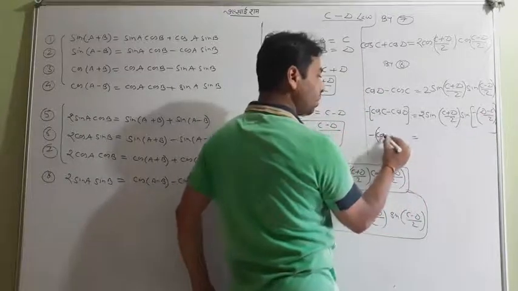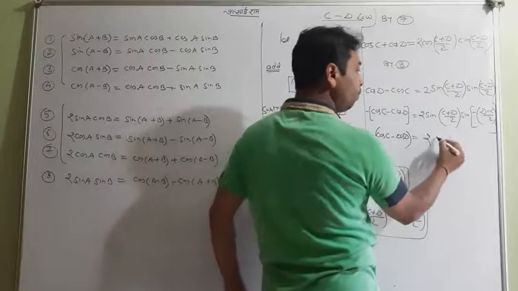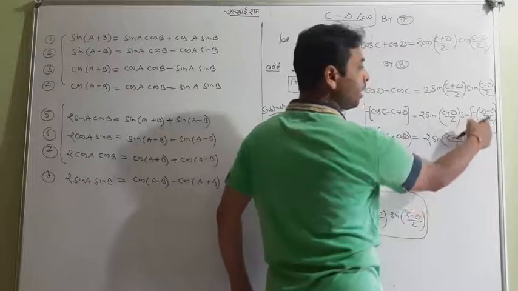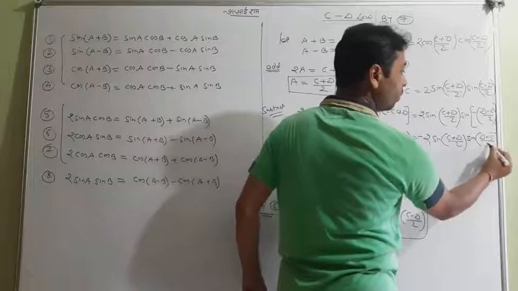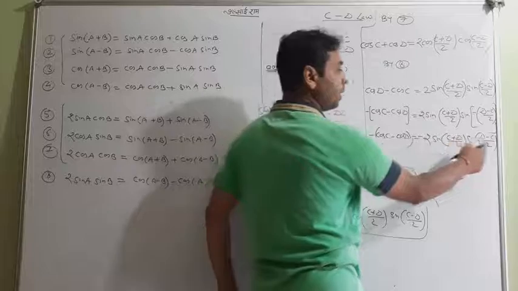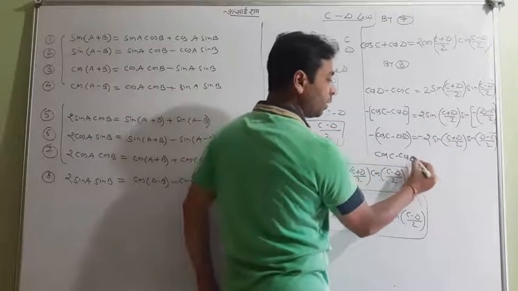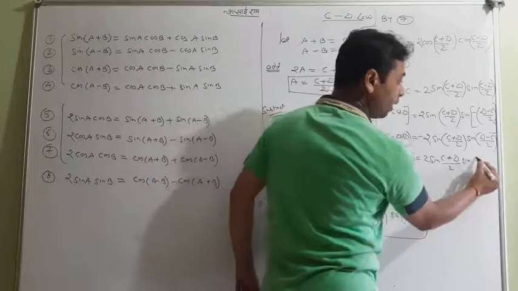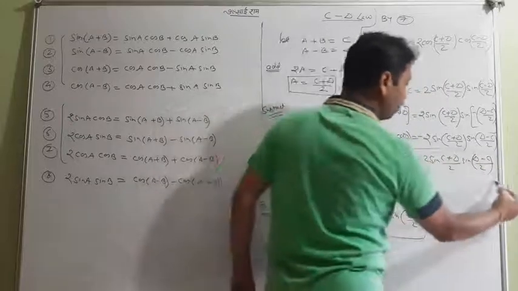So this will be cos C minus cos D equal to 2 sin (C plus D)/2, and sine minus theta will be minus sine theta, where theta is (D minus C)/2. Both minus signs will cancel. So the remaining answer is 2 sin (C plus D)/2 sin (D minus C)/2. So this is the fourth and very important formula.